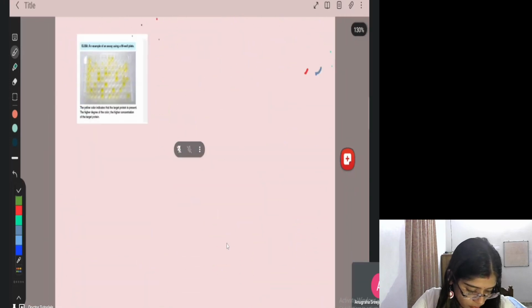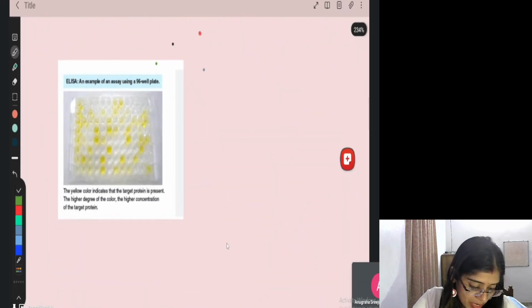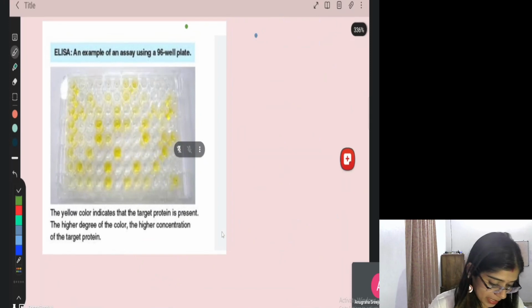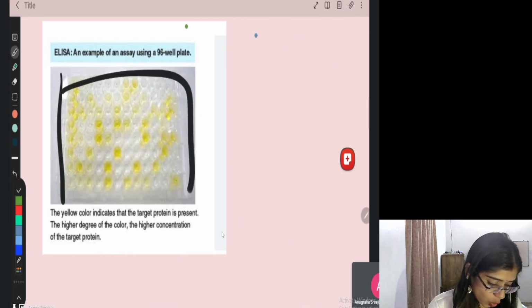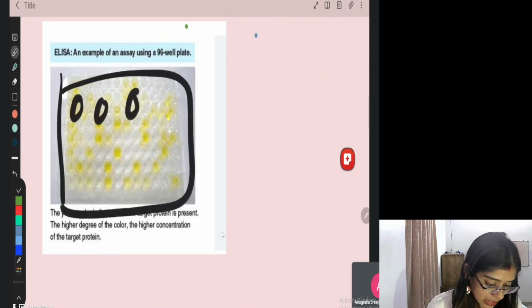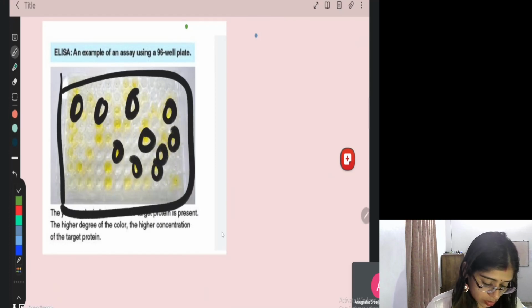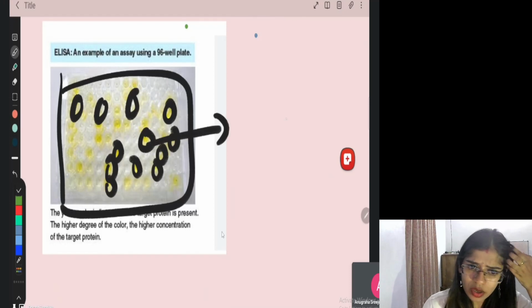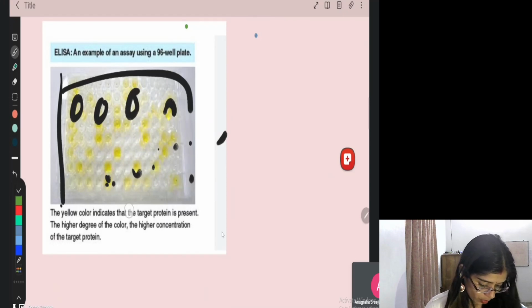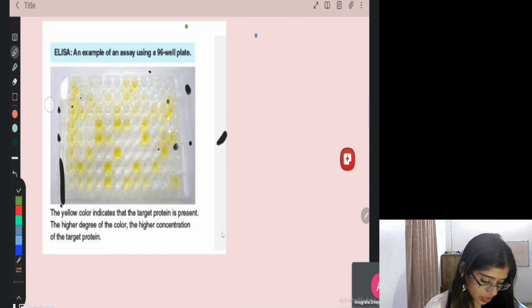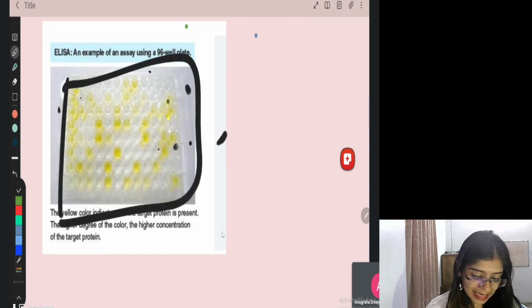Let's see the picture of one ELISA plate and call it a day. See, this is an ELISA plate. You can see a lot of wells, and so many wells are giving colors. Probably it could be the serum of patients or it could be the color change. Anyways, I just wanted to show you the picture. This ELISA plate has about 96 wells.